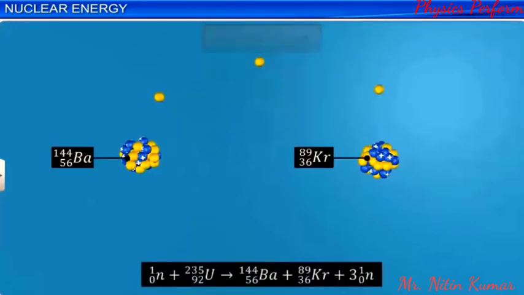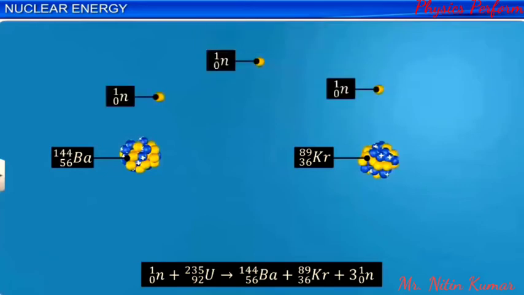When uranium-235 absorbs a neutron, it becomes unstable and undergoes nuclear fission. The fission products are barium-144, krypton-89, and 3 neutrons.